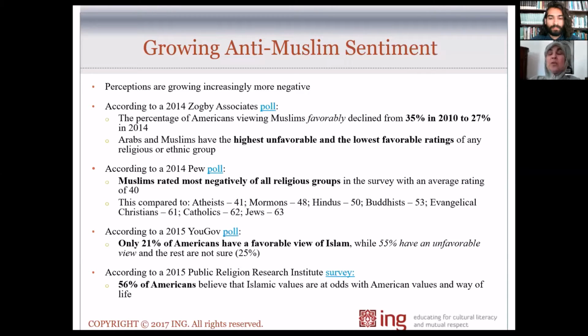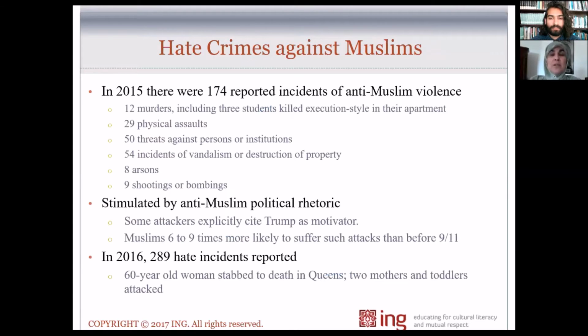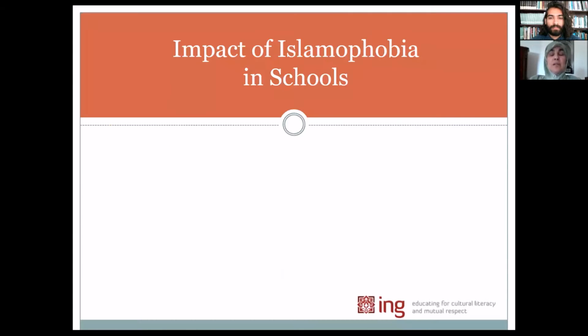Another poll that year showed that 56% of Americans believe that Islamic values are at odds with American values and way of life. And so we obviously have a major percentage of people in this country looking negatively at Islam and Muslims. And these have real life implications with, as you are probably very much aware, a surge in hate crimes in 2015 that carried on into 2016 and now into 2017. These include assaults against persons as well as against mosques, as well as verbal and other threats. And unfortunately, we're seeing this not only against Muslims, but against people of many different backgrounds.